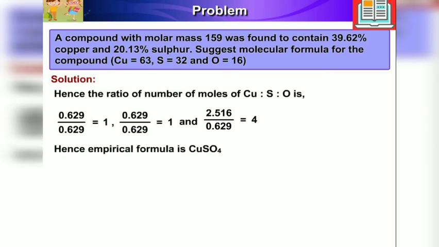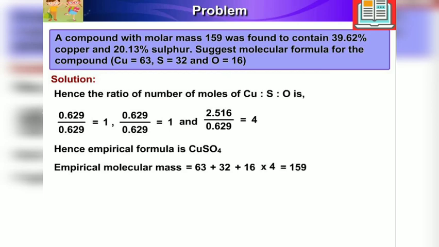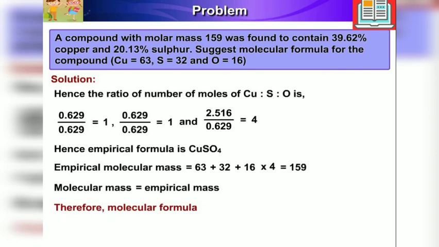Hence, empirical formula is CuSO4. Empirical molecular mass equals 63 plus 32 plus 16 into 4 equals 159. Molecular mass equals empirical mass. Therefore, molecular formula equals empirical formula.